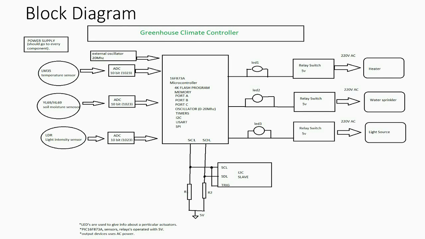This project is on the basics of the greenhouse climate controller. This is the block diagram of the entire embedded system. In this, we are using the 16F873A microcontroller.